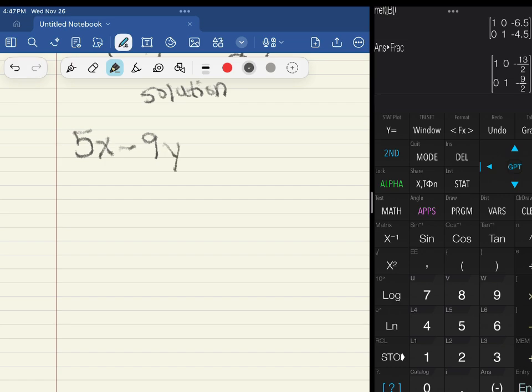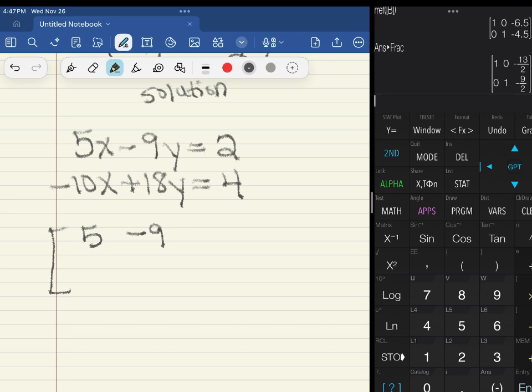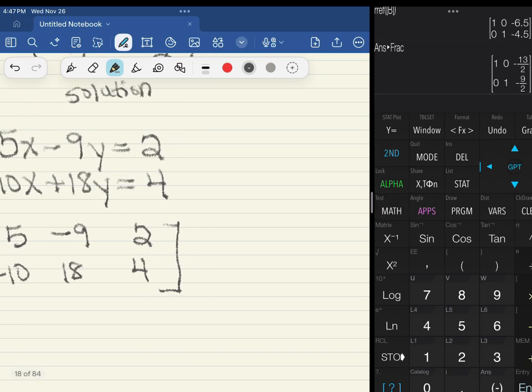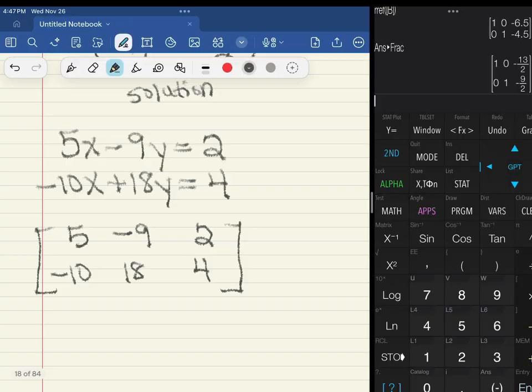So 5x minus 9y is equal to 2, and then negative 10x plus 18y equals 4. So I'm going to draw my matrix. Always start out by making sure you can draw the matrix. That's just taking the coefficients, the numbers only, and putting them into a matrix. And this is what I'm going to put into my calculator, right? So this is a 2 by 3. I'm being repetitive by saying, make sure you know the size of a matrix. This is a 2 by 3.